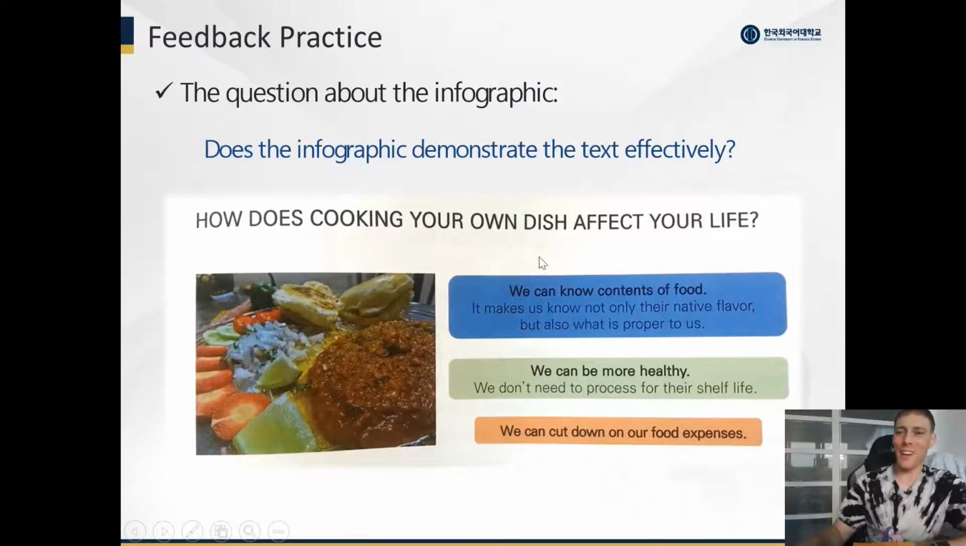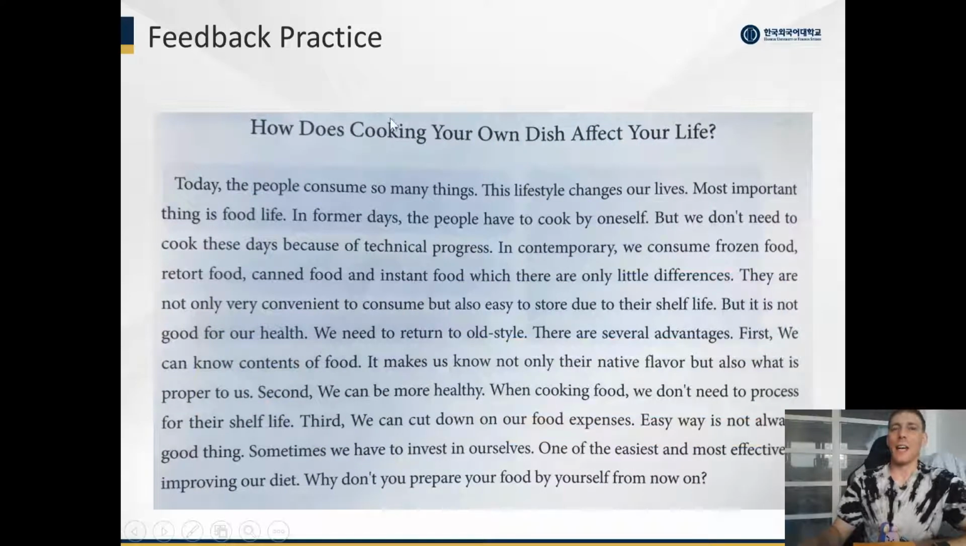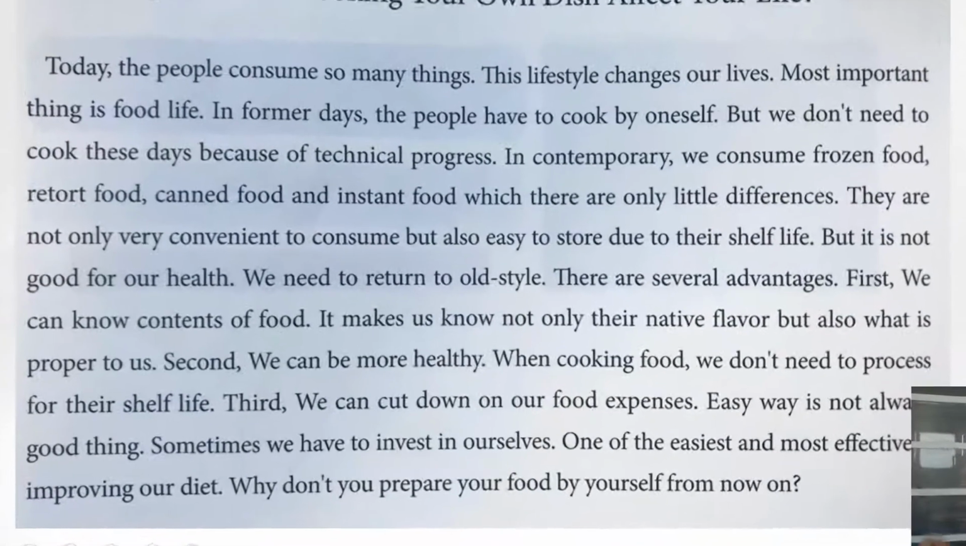Alright, and the next part. We're going to do the feedback. So we're looking for mistakes. This part is looking at the writing, not the infographic. So you said something about the infographic, now we're going to talk about the writing. How does cooking your own dish affect your life? You need to read through here and try to find the errors that are here in the writing. So pause me.